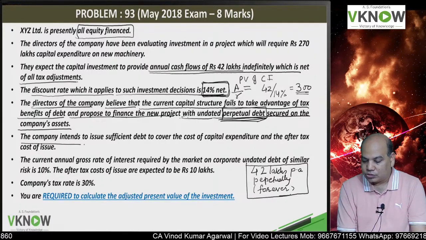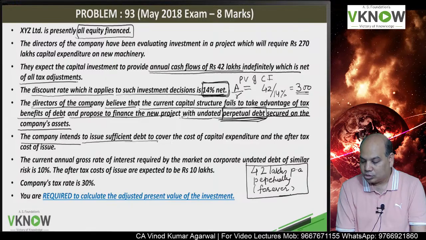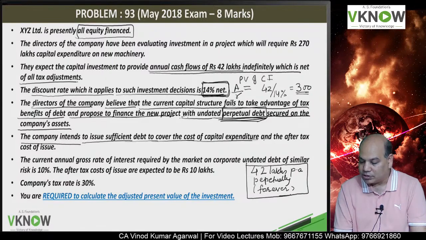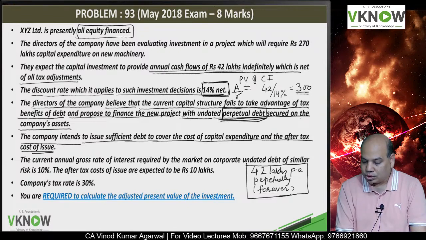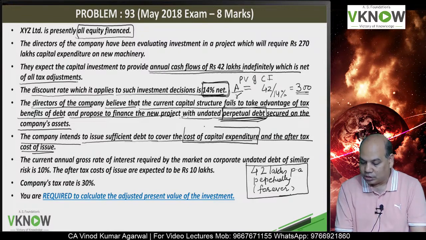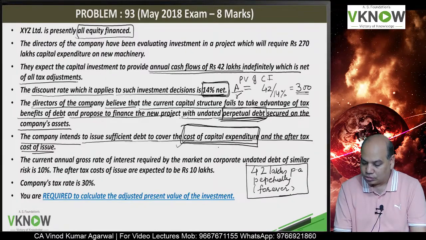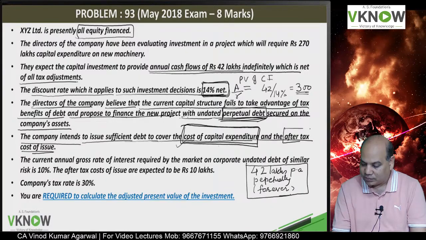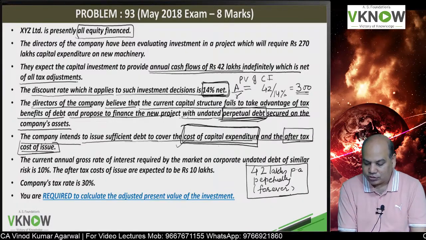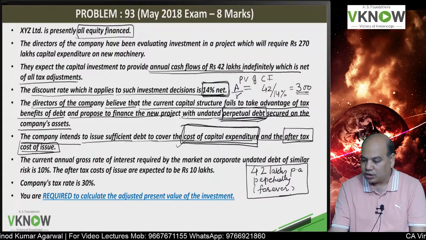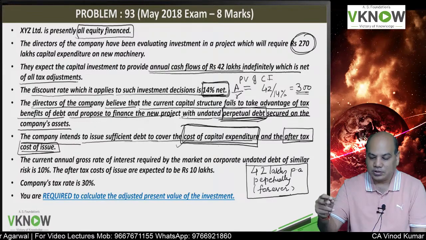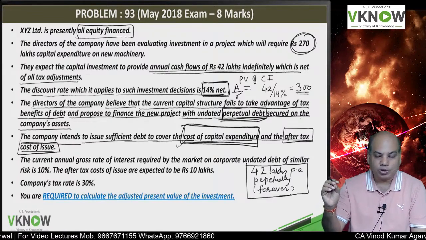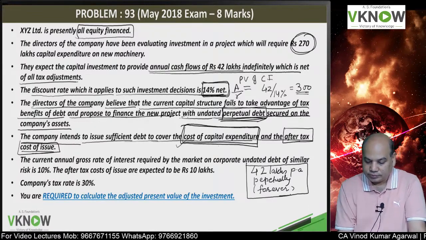The company intends to use sufficient debt to cover the cost of capital expenditure and the after tax cost of issue. Amount of debt to be issued is equal to cost of capital expenditure plus after tax cost of issue, because if you issue exactly 270 lakh and you also have to incur the issue expense, then you will not be able to fully finance the project.